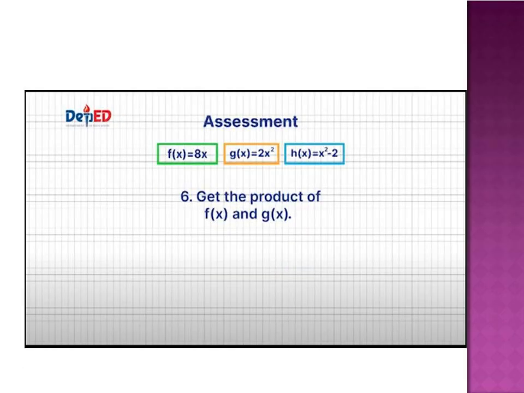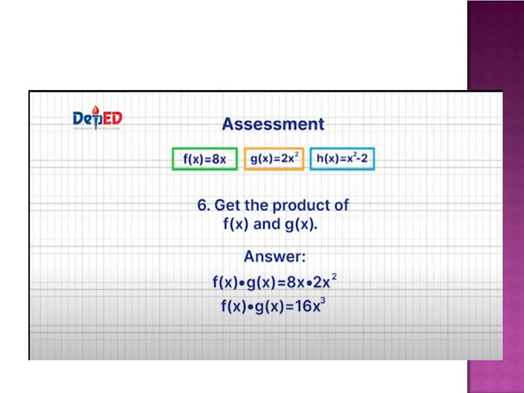For item 6, get the product of f of x and g of x. The correct answer for number 6 is 16x cubed.